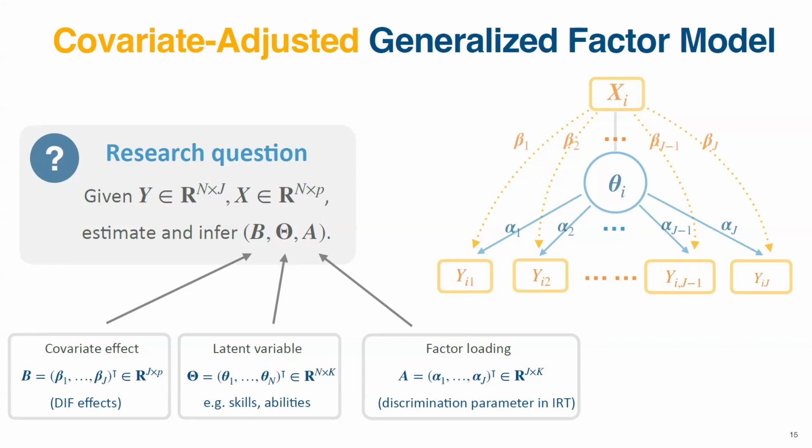So here x is p-dimensional. Yes, that's a good question. Just to clarify, x is p-dimensional, so each of these betas is p-dimensional, and the theta here is k-dimensional. So all of these are multi-dimensional. I only separated the y, so this y is unit dimension for each question.